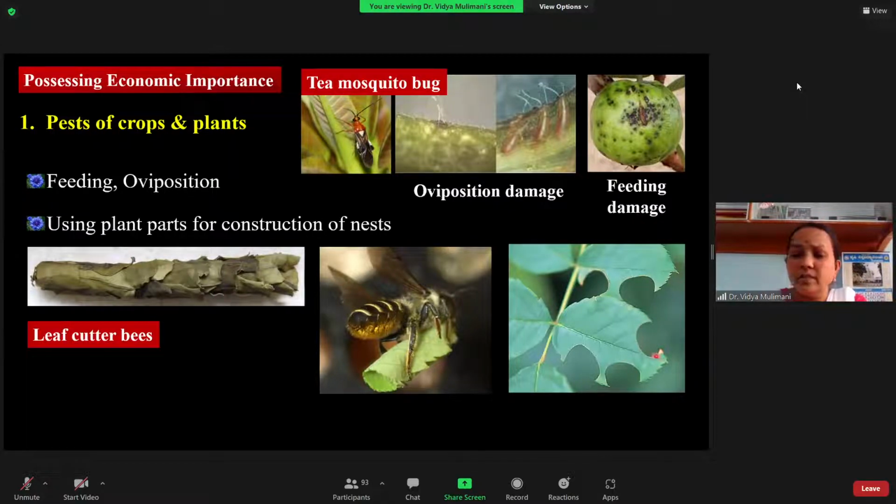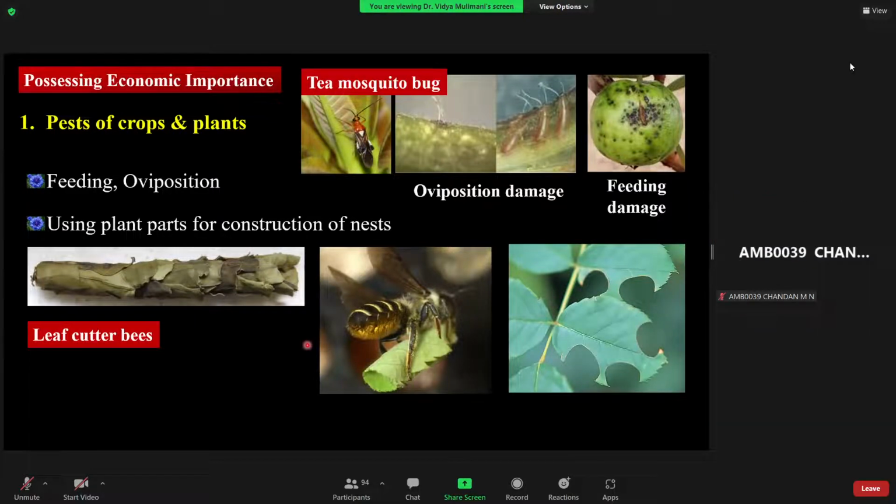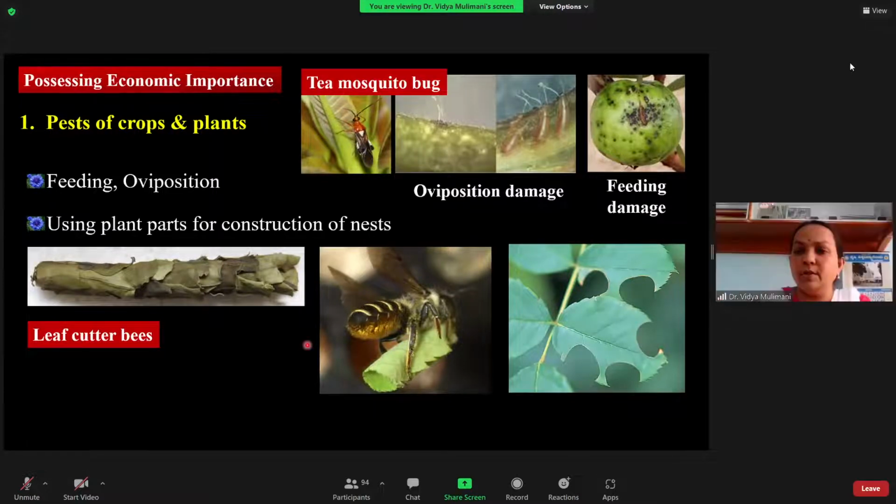What it is doing is cutting and regularly taking away the leaf part of your crop. Then the photosynthesis area is affected. If it is severe, defoliation will be there. So this is where some of the insects are using the plant for the construction of the nest. This is the second type of damage you can see from the insect.